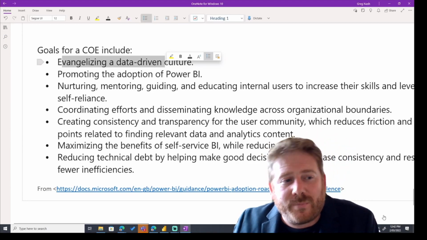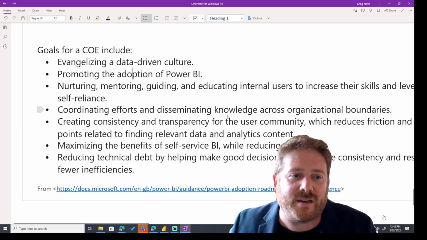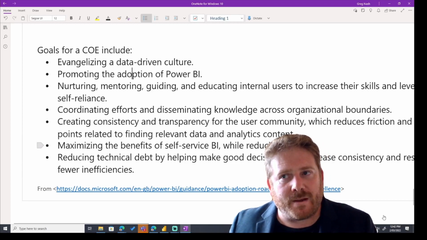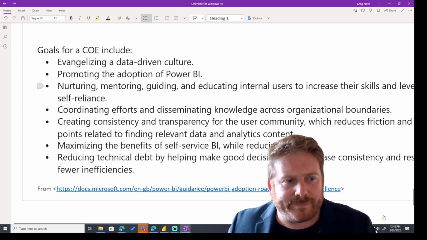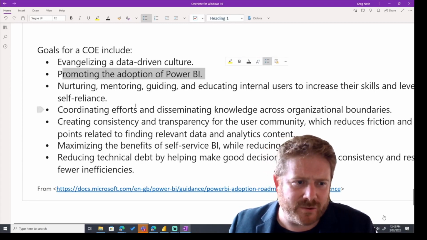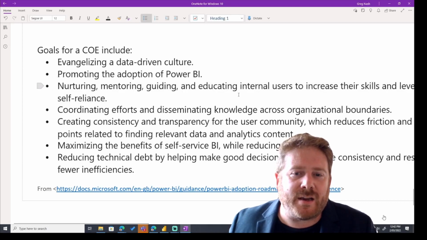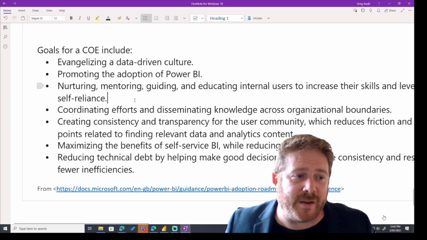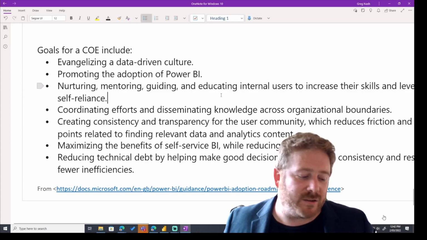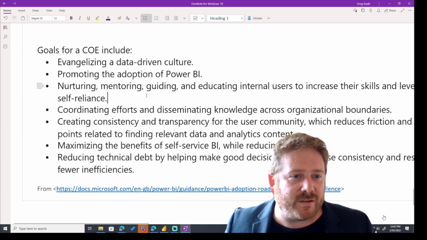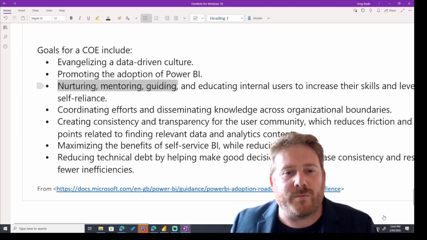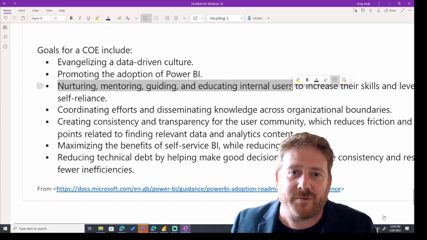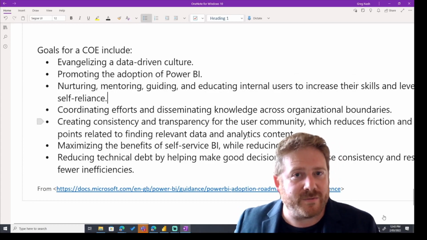Your Center of Excellence people are going to evangelize your data-driven culture. They should be advocating for a data-driven culture at all times, promoting the adoption of Power BI or whatever tool. Nurturing, mentoring, guiding, and educating internal users to increase their skills and level of self-reliance. If you are consultants, this is a great way to get involved with your customers' businesses by providing this mentoring, guiding, and education for internal users. We were talking about mentoring earlier because we're getting a lot of requests for mentoring at the moment.